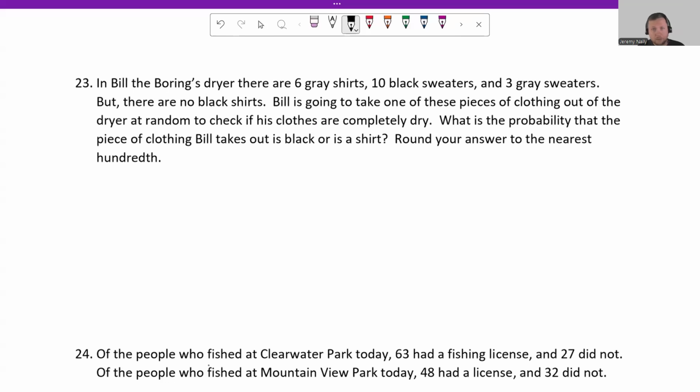So we have mutually exclusive things, right? At least in a sense. We're distinguishing a shirt from a sweater. Let's assume that means just a t-shirt. And then we're distinguishing gray from black. And we're going to want total and total. So we have 6 gray shirts and we have 10 black sweaters and 3 gray sweaters, and there are 0 black shirts.